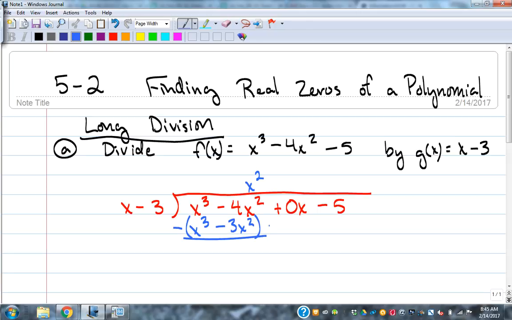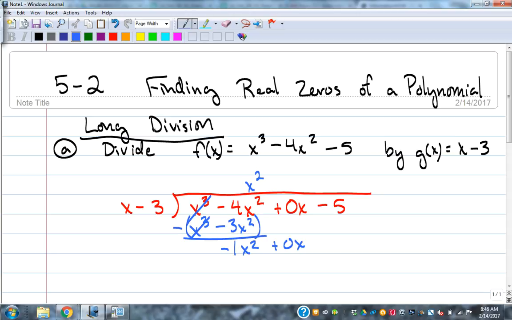Okay, and then we're subtracting those two. The cubes go away. That's what we want to happen. And then we have negative 4x squared minus a negative 3x squared. Negative, and I'm going to put the 1x squared there. That seems to make more sense. And then I'm going to bring down however many terms I'm dividing by. So I'm dividing by 2 terms, so I need one more thing brought down. So I'm going to bring down the 0x. Yeah, I know it's 0x, but it still matters.